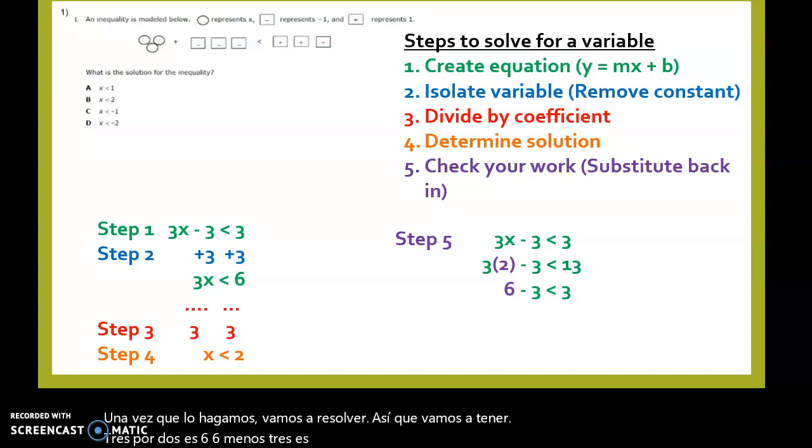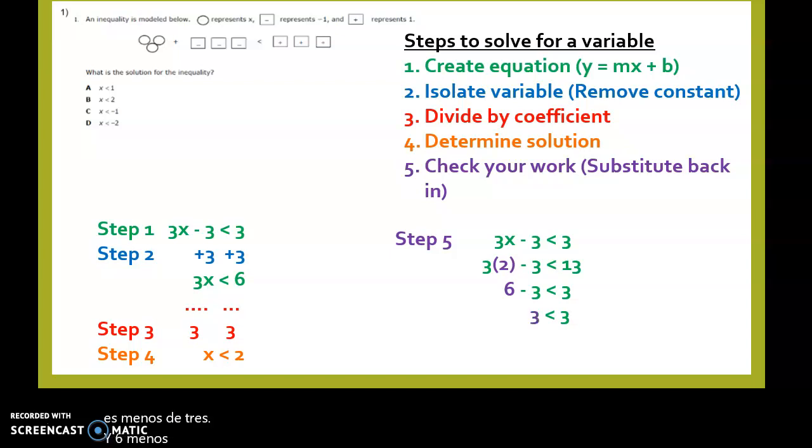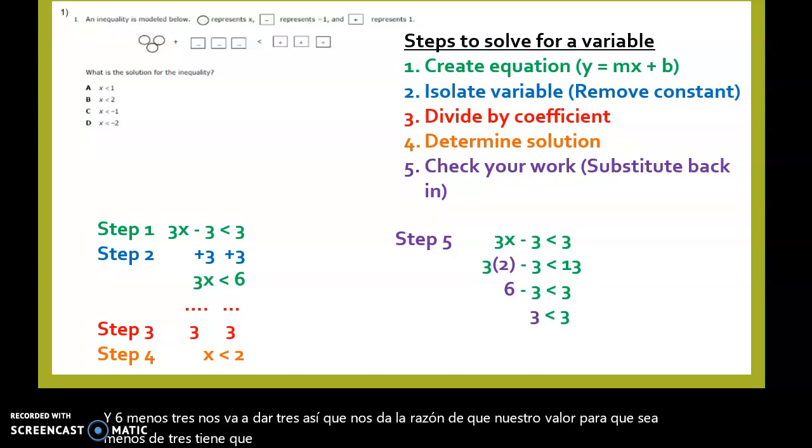Where did that 13 come from? It was supposed to be a 3. I'm sorry, guys. I don't know where that 1 came from. So yeah, it's supposed to be less than 3. And 6 minus 3 is going to give us 3. So that gives us the rationale that our value, in order for it to be less than 3, has to be any number less than 2.